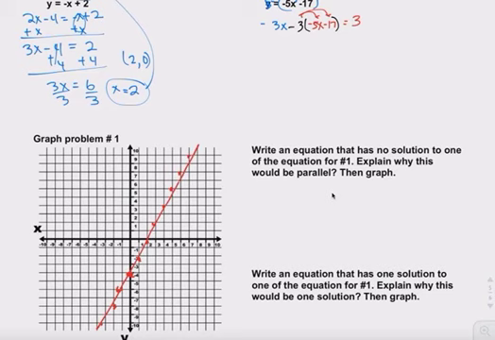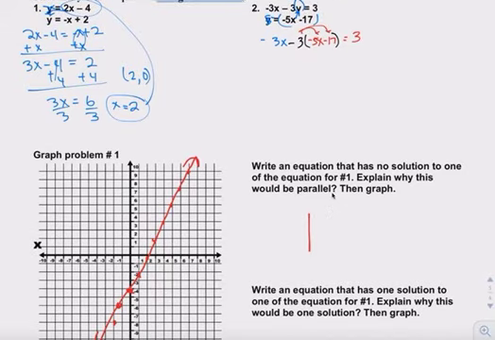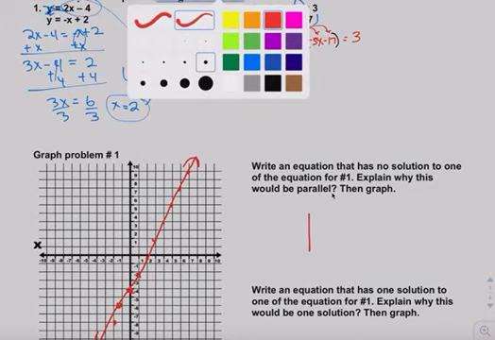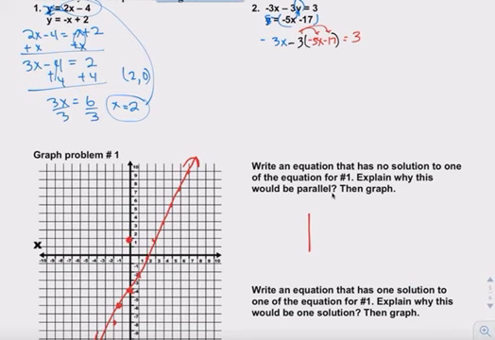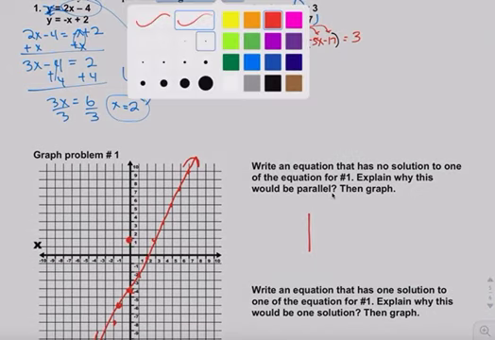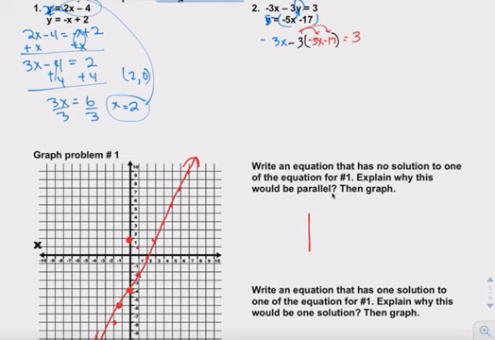Graph. The other one is at 2, right there. And then it's down 1 over 1. Aha, here's our solution. I can stop now. I know where the solution is. Solution is at 2, 0.